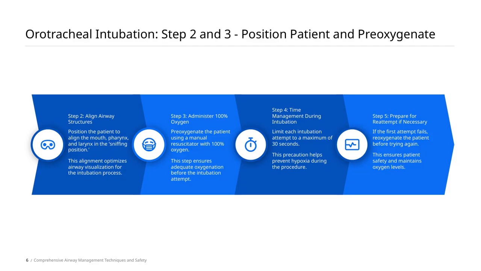Finally, if we need to reattempt, we prepare for that by making sure the patient is well preoxygenated again. This cycle of positioning, preoxygenation, and cautious timing is key to effective and safe airway management.